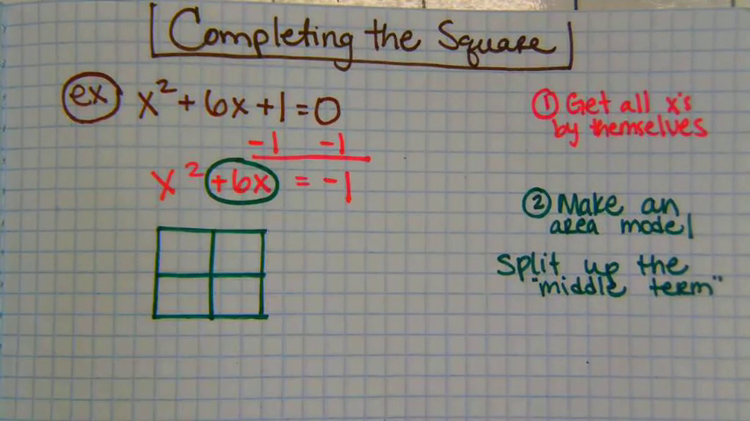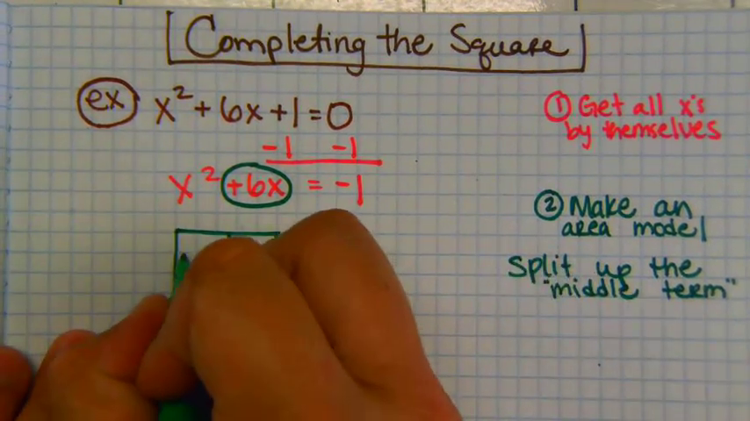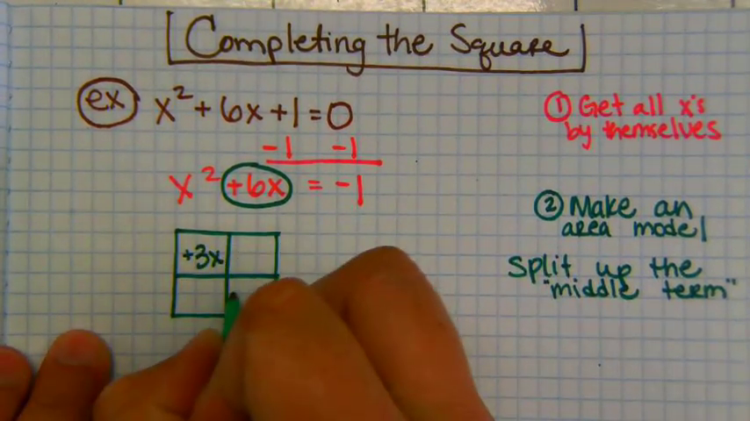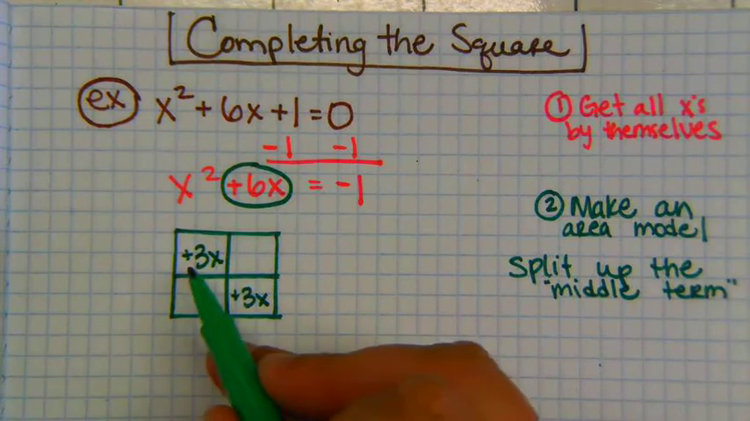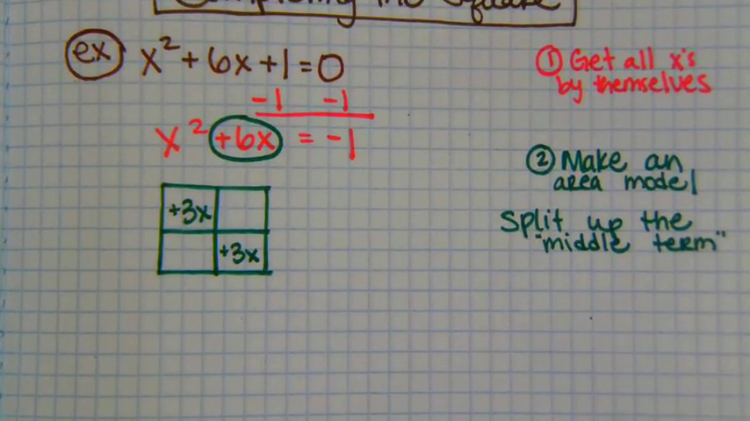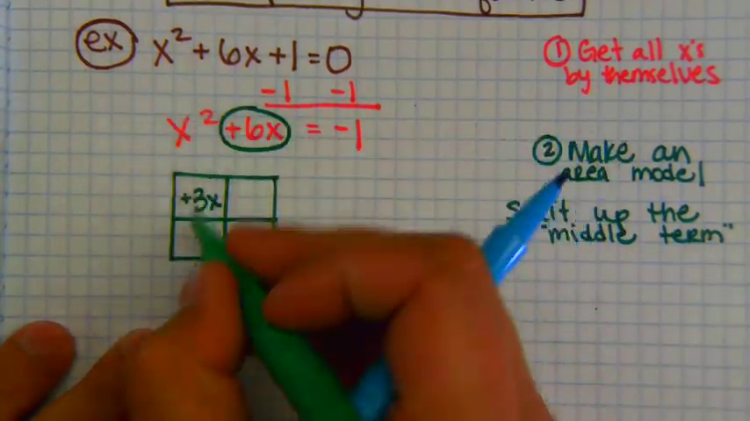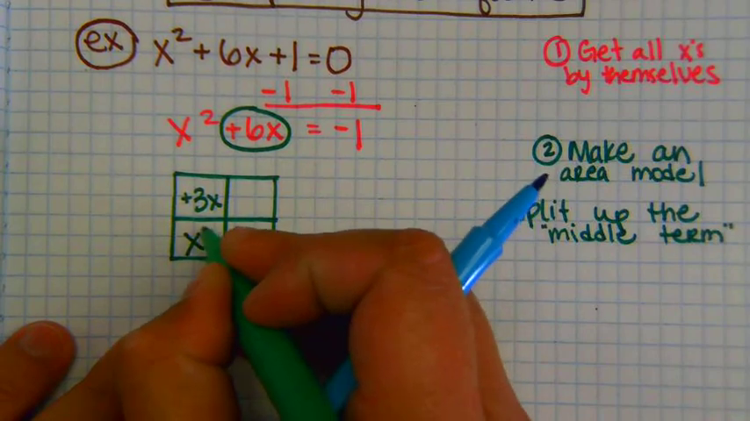But if we split up a 6, we're going to split it up into 2, which will be plus 3x and plus 3x. Because 3x plus 3x gives us that 6x. So we split that up. And we're also going to put our x squared in the box like normal.